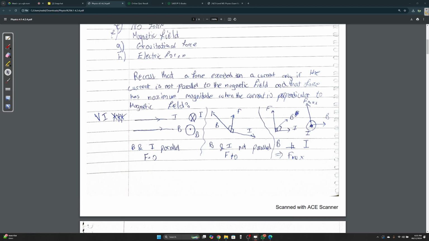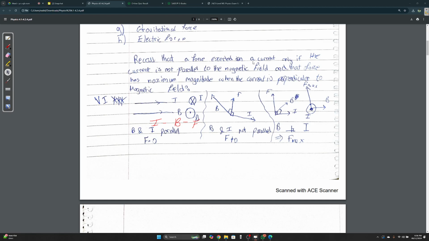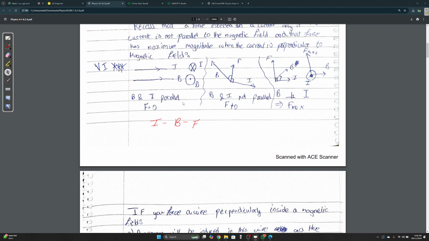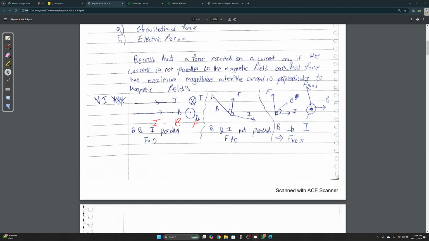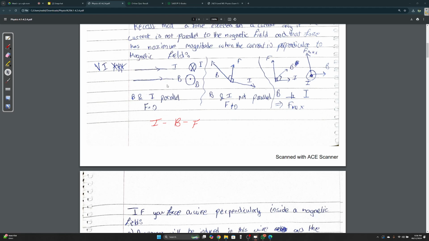You should know that a force is exerted on a current only if the current is not parallel to the magnetic field, and that force has maximum magnitude when it's perpendicular to the magnetic field. Remember, I, B, F, alright? A force is exerted on a current in a magnetic field, I and B, if it's not parallel. If the magnetic field and the current are parallel, then what's going to happen?